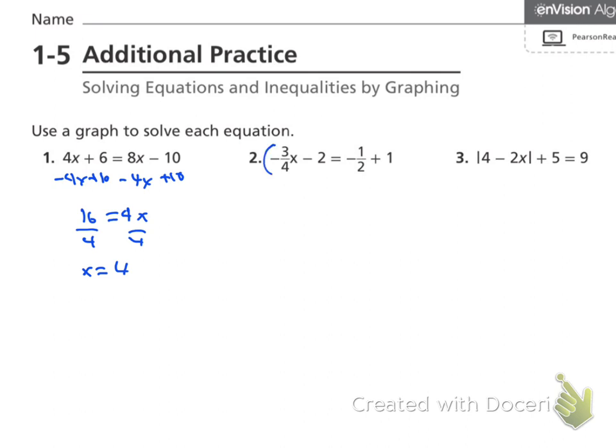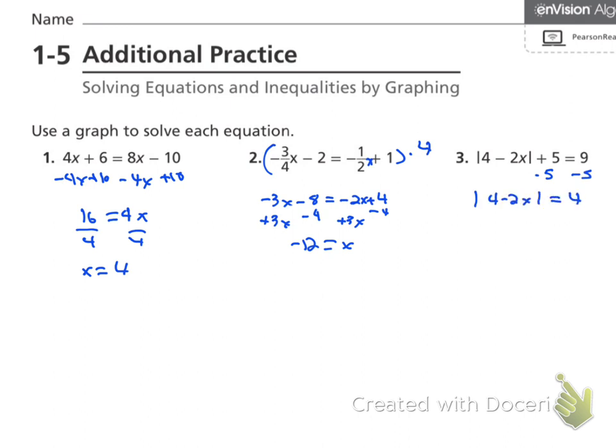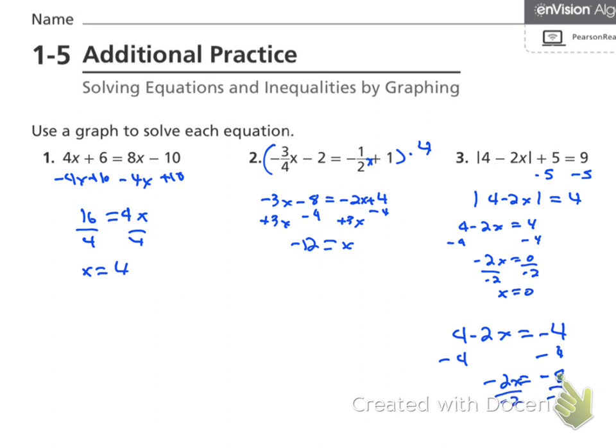Number 3. Oh, you didn't have to do 2. I did. There should have been an x there. You would have gotten negative 12 there. If you want to do number 2, you could. I thought the first one was 1, and then the second one was 2. It's 2.